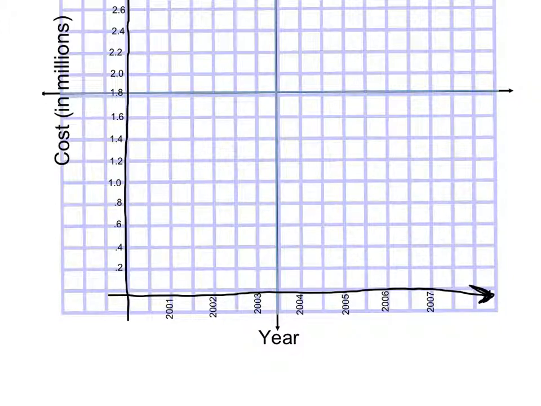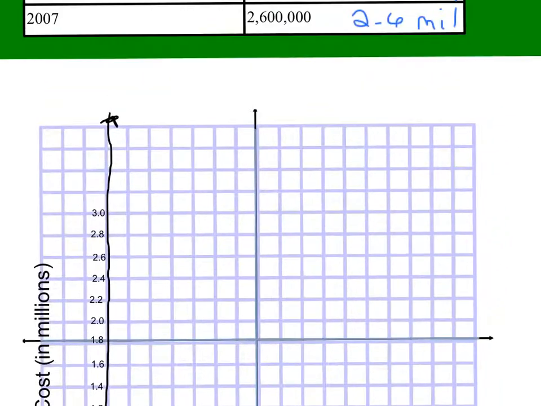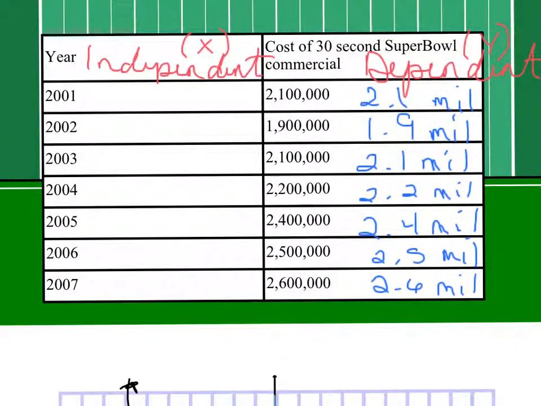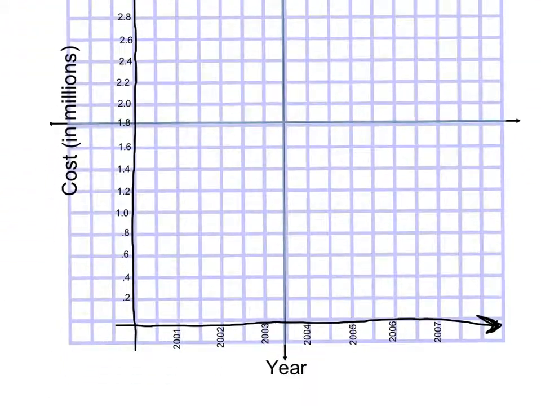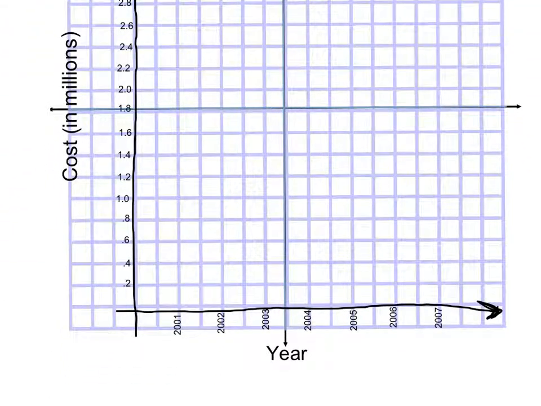Okay, now that you've got that, the next thing I'm going to do is now I'm going to plot some points. So the first point I see is in 2001 I was at 2.1. So I'm going to go ahead and say in 2001 I'm going to go to 2.1, so halfway between 2.0 and 2.2, and I'm going to plot my first point. I'm going to go ahead and pause my video to plot all my points.